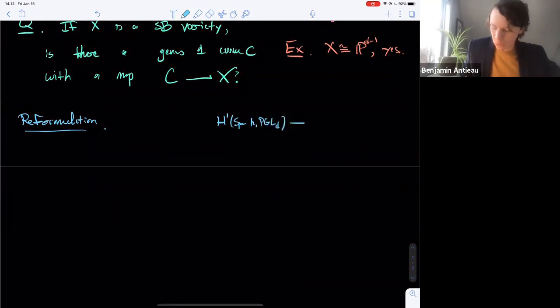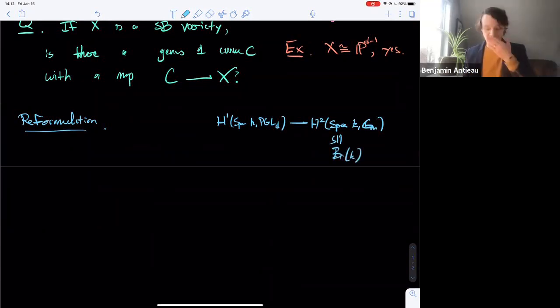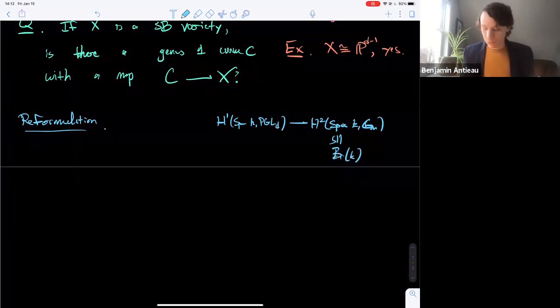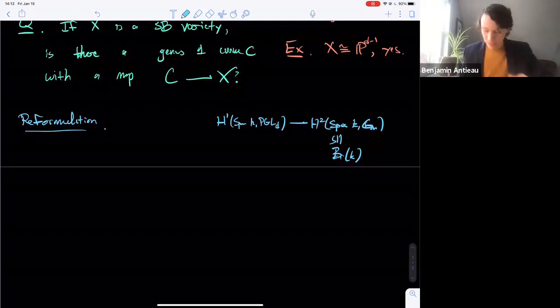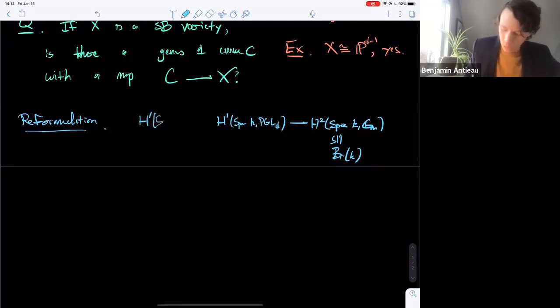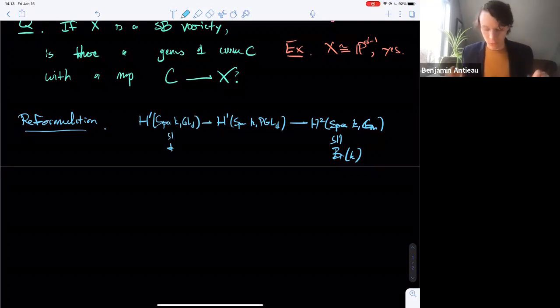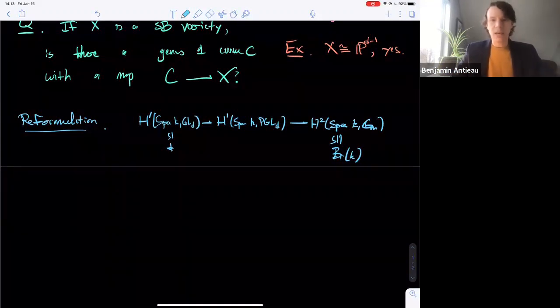H^2(Spec K, G_m), and this is the Brauer group of K, which classifies central division algebras over K up to isomorphism. The kernel of this map, in other words the fiber over zero in this group, is GL_d. Well, of course, this is also a point, because there are no nontrivial vector bundles over a field. And everywhere today, if I use cohomology, it'll be either étale or fppf, and you can take it to always be fppf for this talk.